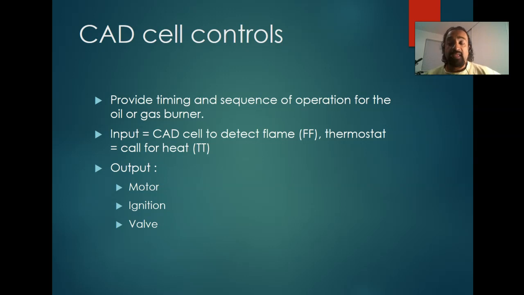The output, the CAD control, or the primary control, will determine which runs and for how long. We have the motor, ignition, and valve. So we have three outputs coming out of this control. The control needs also electricity. So it will need a line voltage, which is 110, and neutral, of course, to complete the circuit.